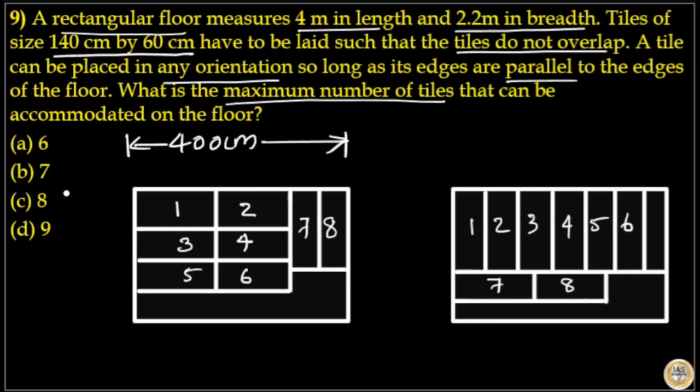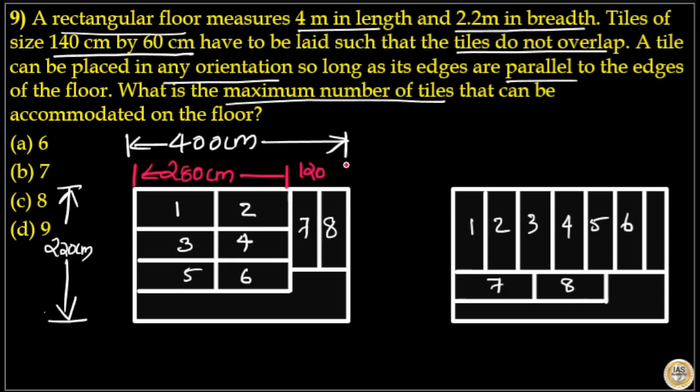Again, floor width is 2.2 meter. That is 220 centimeter. So if you cover 140 into 60 tiles in the floor, that means here 2 tiles placed, that is 140 plus 140, 280 centimeter covered. The remaining is 120. So placed 2 tiles in vertical position. That means here 140 covered.